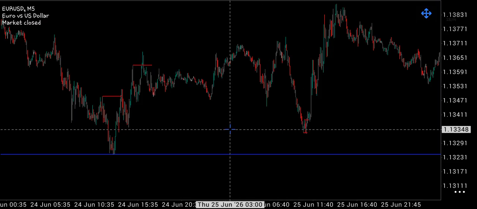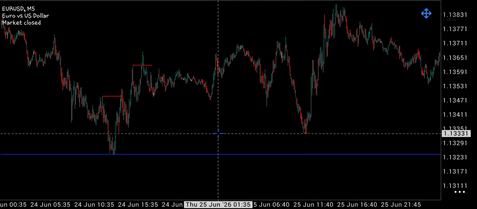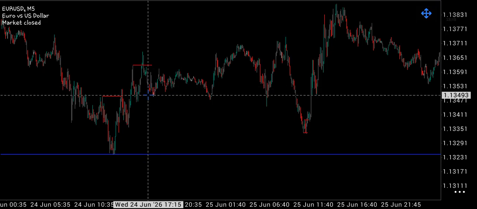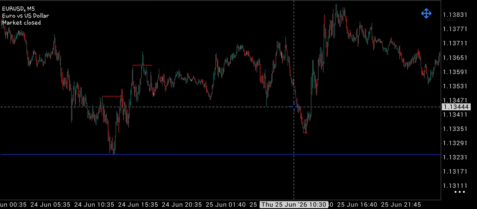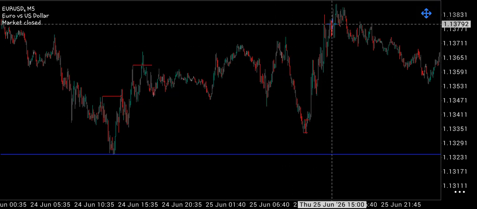We'll be scared that this has changed from a buy to a sell. No, price is just creating liquidity. This is liquidity, this is liquidity, this is liquidity. Price is just creating liquidity to push higher.